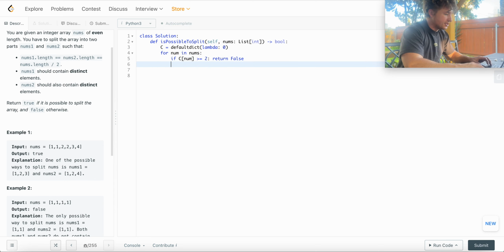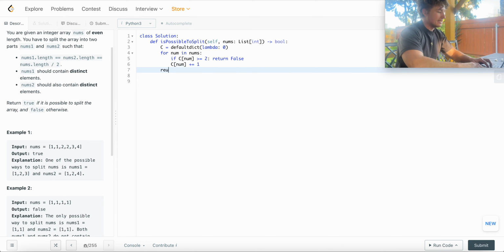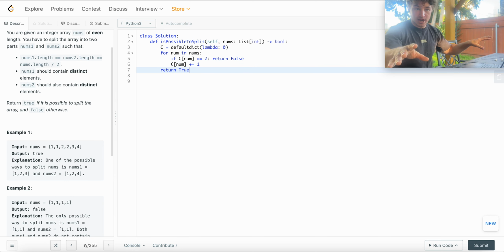And just make sure that at each number I'm increasing the count of what I'm seeing. And at the end, I just return true in the case that I've actually been able to successfully process everything, right? If I've been able to look at everything and say, okay, you go on the left. If I've seen you once, I put you on the right. If I've seen you more than twice, we're out.